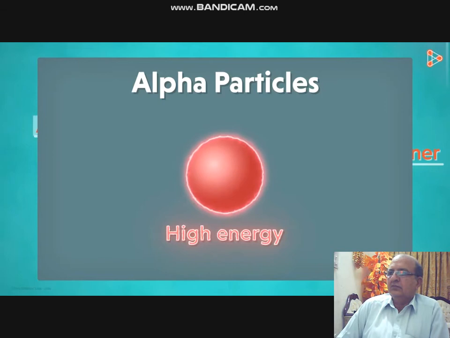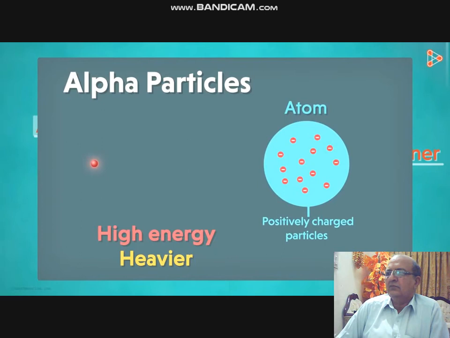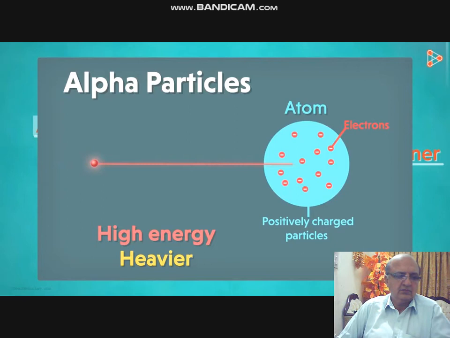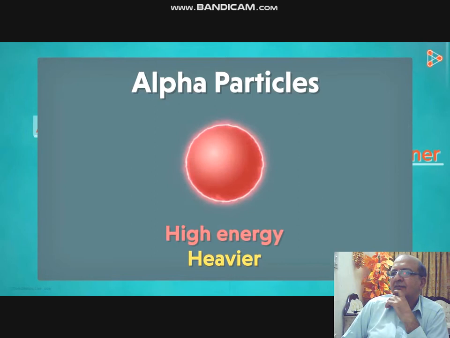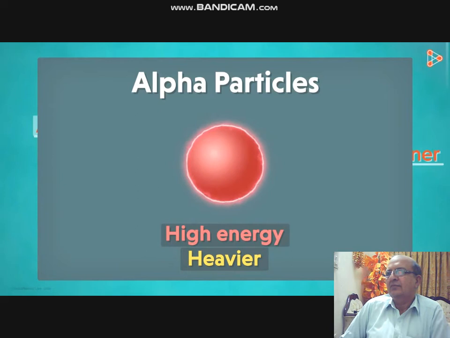So if we say the atom is like a pudding of positively charged particles with electrons embedded in it, then the particles will pass straight through it. This is obvious because the heavier particles will pierce through the lighter pudding structure of the atom and pass through it. This is what Rutherford thought. For this reason, their greater mass and energy compared to the protons made him choose alpha particles for the experiment.